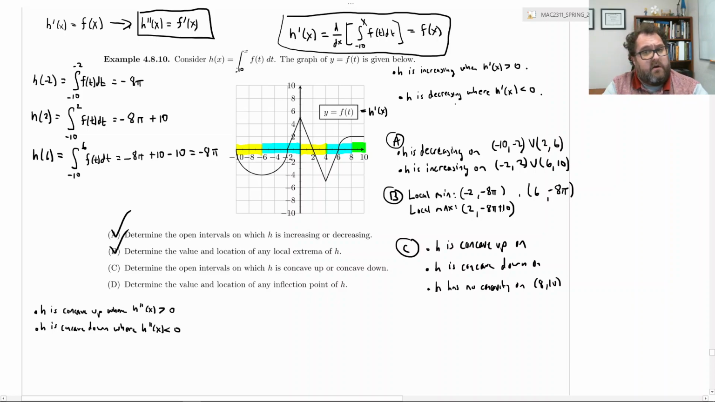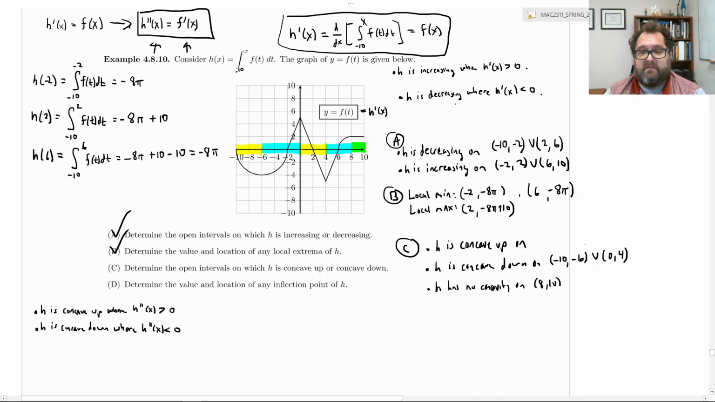Okay, so now the yellow is where we were concave down, where the slope was negative. And again, what we're doing here, this is the slope of the derivative f prime. So we're looking for f prime, which is the second derivative of h. H double prime equals f prime. Again, that's our important fact up there. So we're concave down on -10 to -6. And then again, yellow, concave down, derivative negative from 0 to 4. So union 0 to 4.